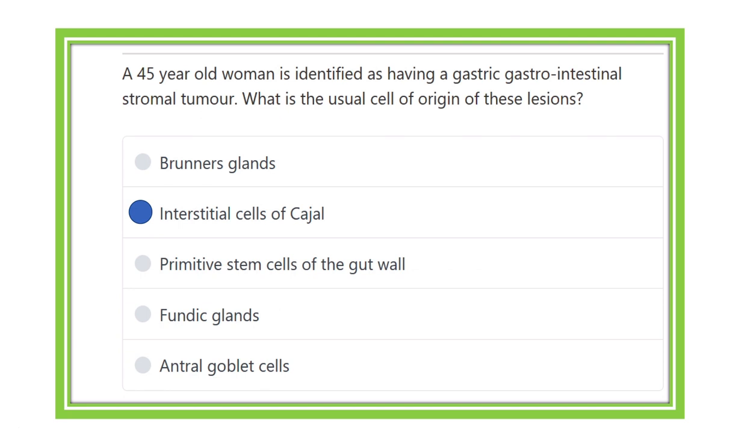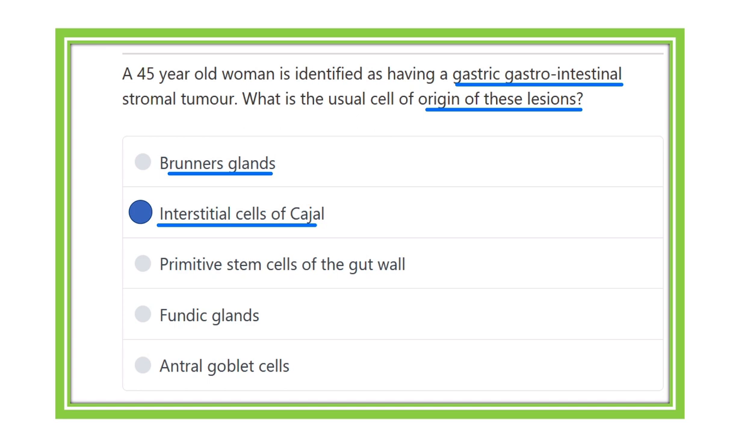So what is the origin of the GIST? The GIST originates from the interstitial cells of Kajal. On the other hand, here we can see the Brunner's gland. Brunner's gland is specific for the duodenum. The Brunner's gland is only present in the duodenum.